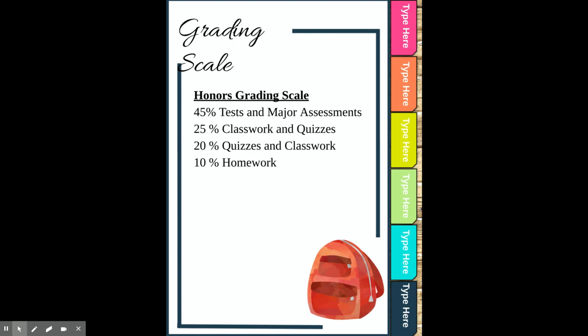20% are quizzes and classwork, and 10% is homework. So that's the percentage breakdown. If you have a test, it's going to weigh 45%. If you have classwork and quizzes, it's going to weigh 25%. If you have quizzes and classwork, they're going to go 20%. And if you have homework, it will be 10%. So that's pretty much the honors grading scale breakdown.